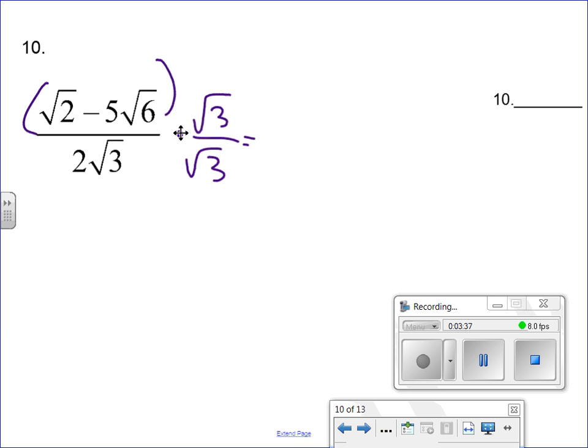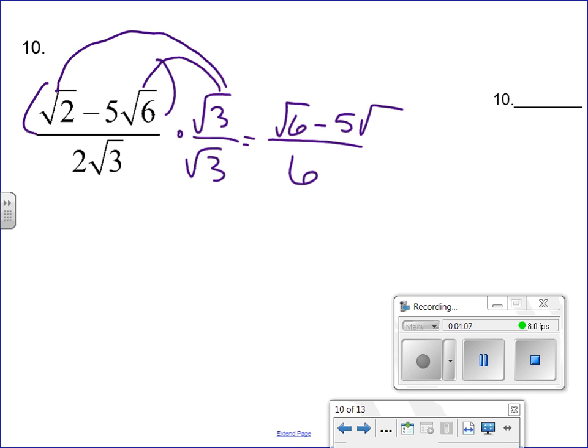On the bottom, I have that 2. But then I have radical 3 and radical 3, which is radical 9. What is the square root of 9? 3. So basically what I have here is 2 times 3. And 2 times 3 equals 6. So my bottom is a 6. All right, on the top, I would go ahead and multiply these 2. That does become a radical 6. And then this one times this one would be a negative 5 radical 18.